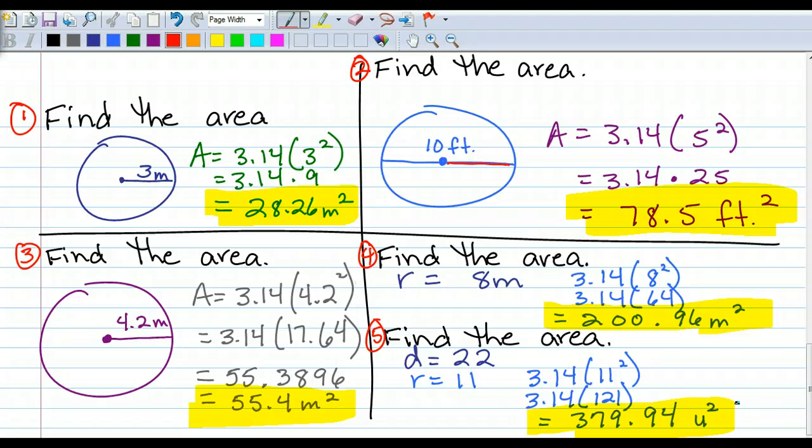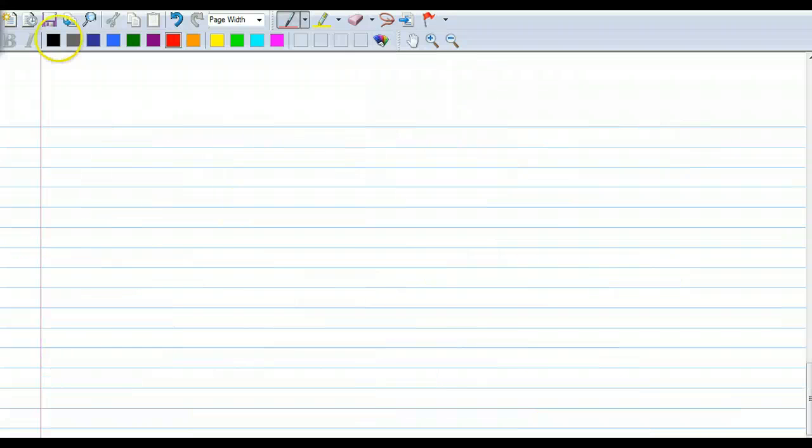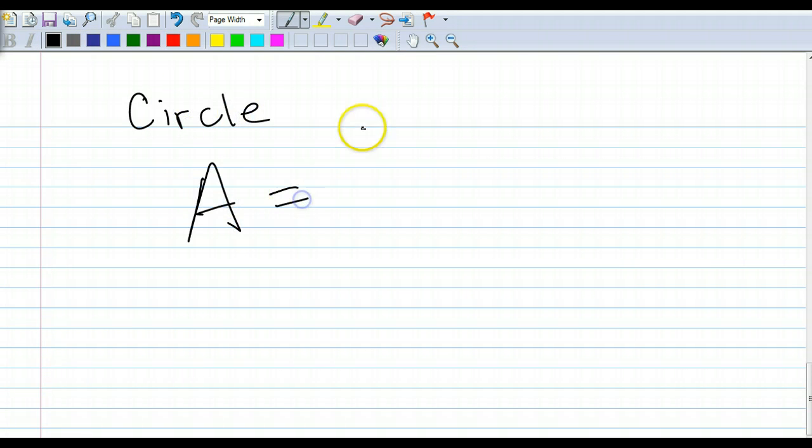And that's it, finding the area. So really, we just need to remember the formula. The formula is, for a circle, area equals pi times radius squared.